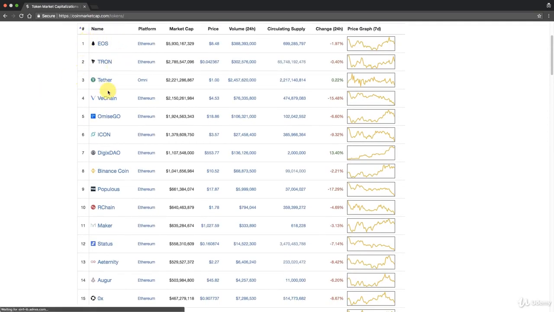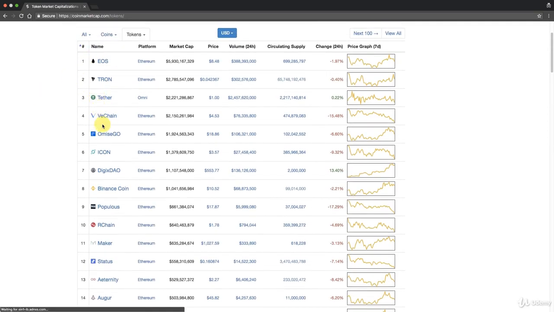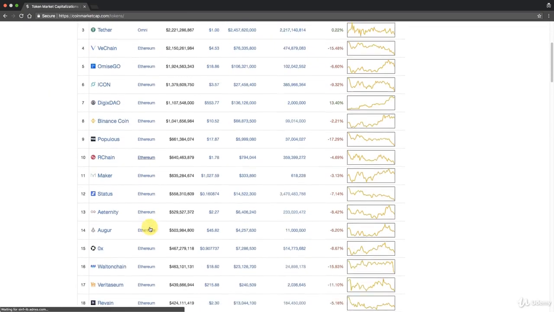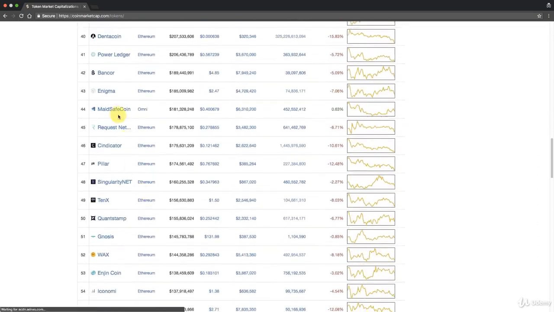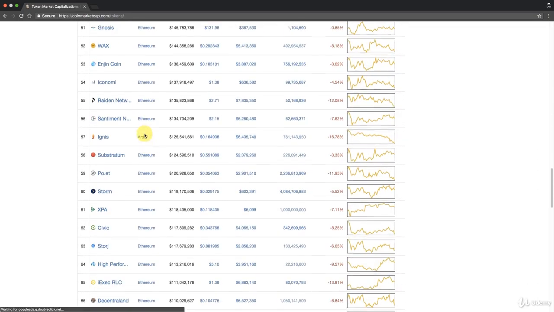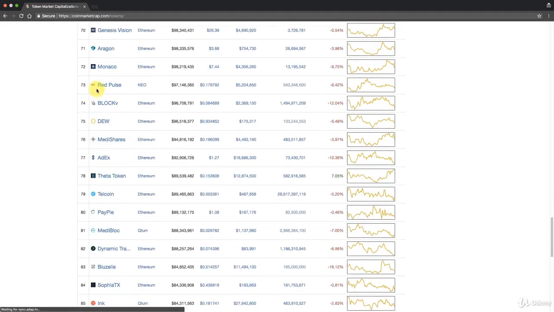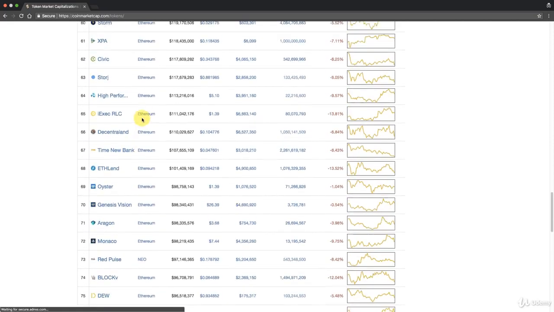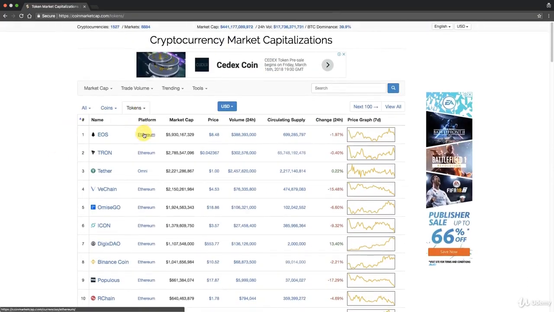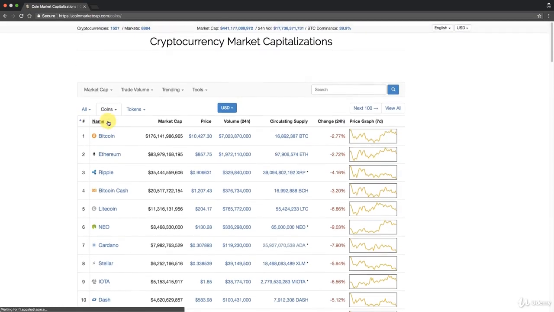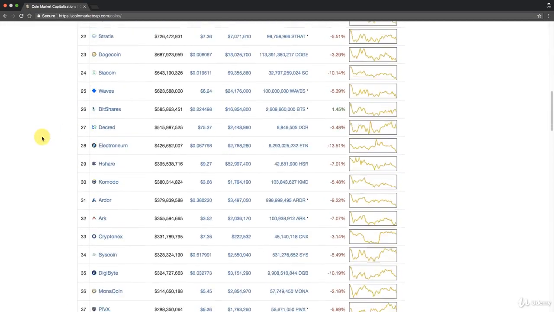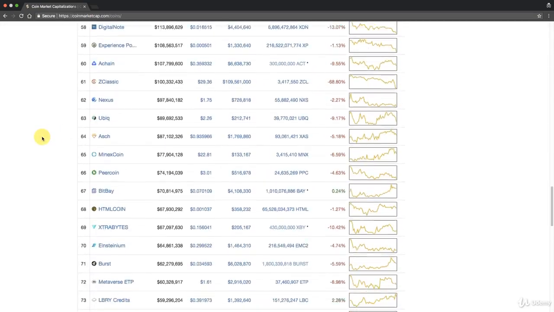You can see which tokens are on which platforms. This token is on Ethereum. These are mostly on Ethereum. This one is on Neo, an Omni, another one, Ardor. So very interesting situation there. Red Pulse is on Neo. If you're investing into a token, you're investing into an idea. But we're not going to be talking about investing right now. The whole point is that coins are different to tokens. And the other point is that there are tons of them, as you can see.